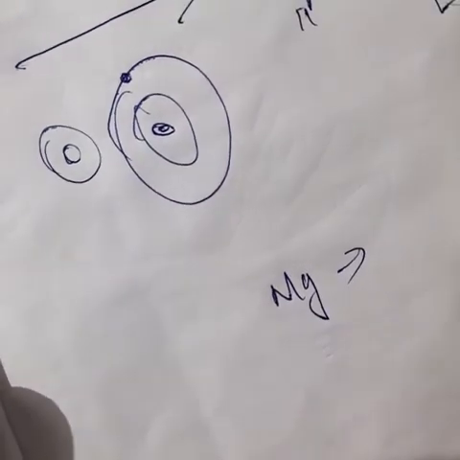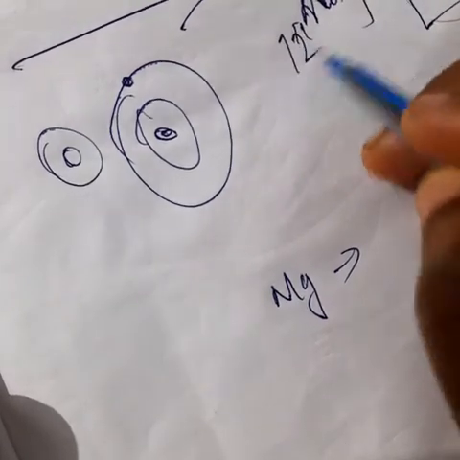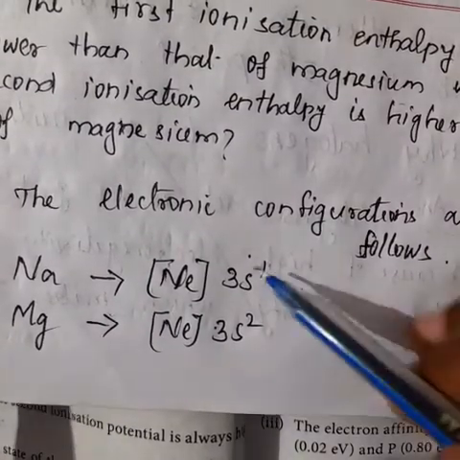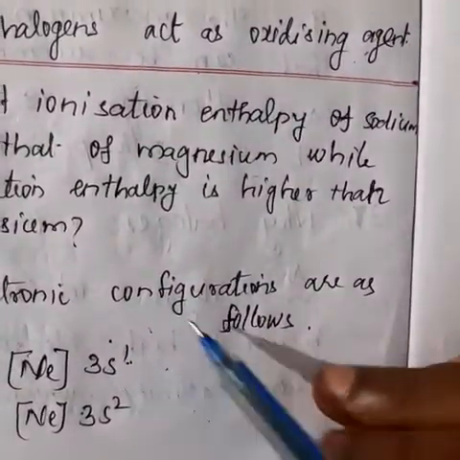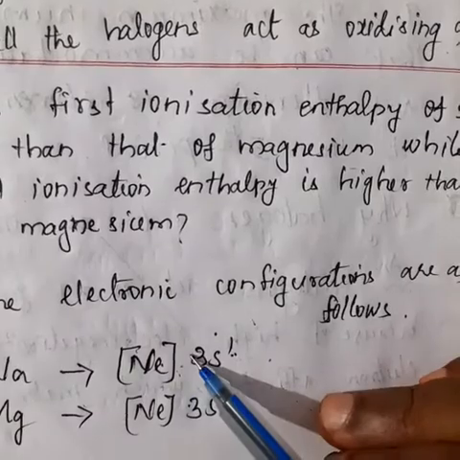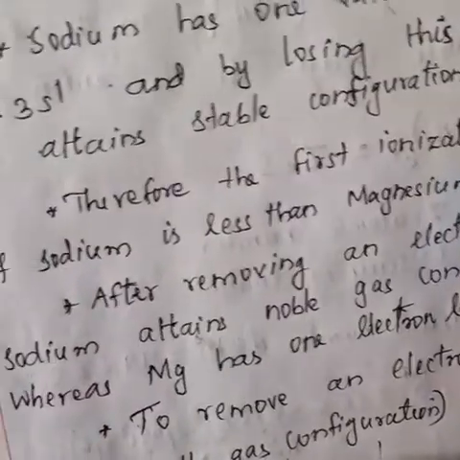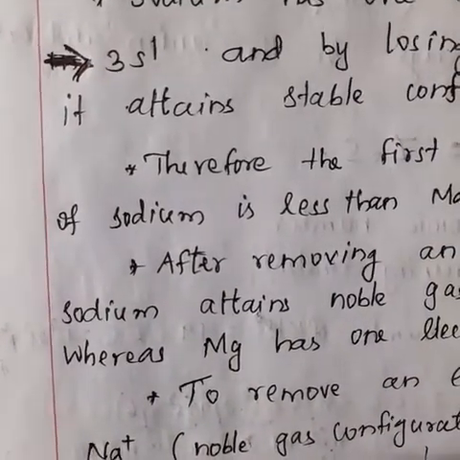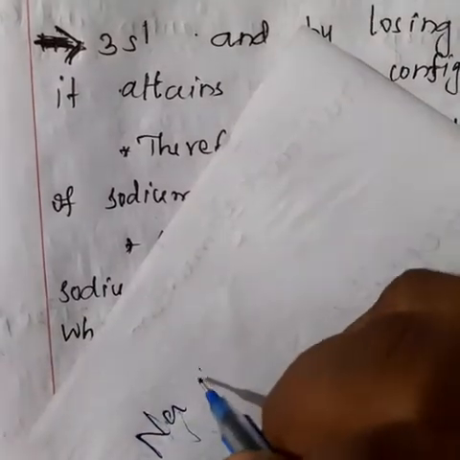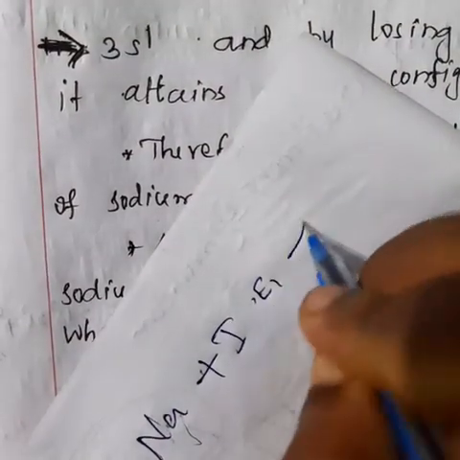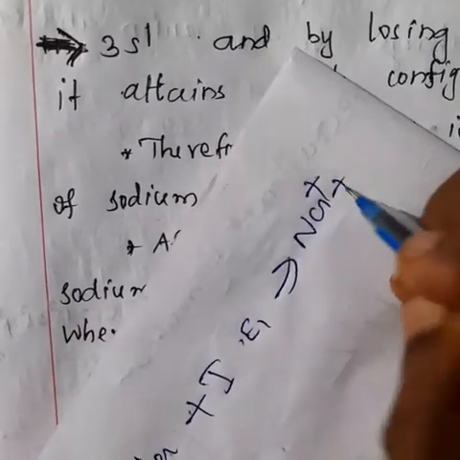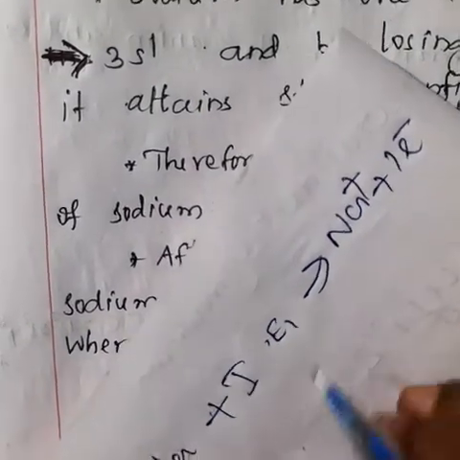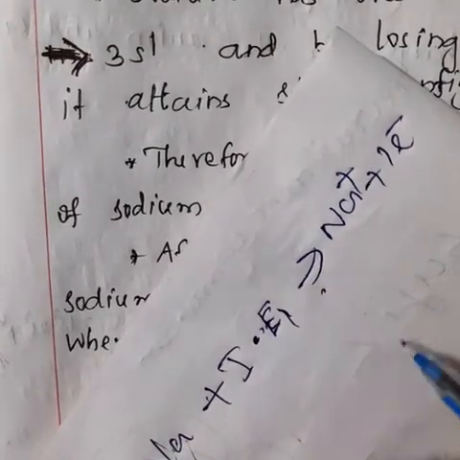Sodium has one valence electron, 3s1, and by losing this electron it attains a stable configuration. When sodium loses this one electron, it gets the stable neon configuration. Therefore the first ionization energy of sodium is less than magnesium. Sodium loses one electron and becomes Na+. The energy for this one electron loss is the first ionization energy, which will be very low when compared to magnesium.